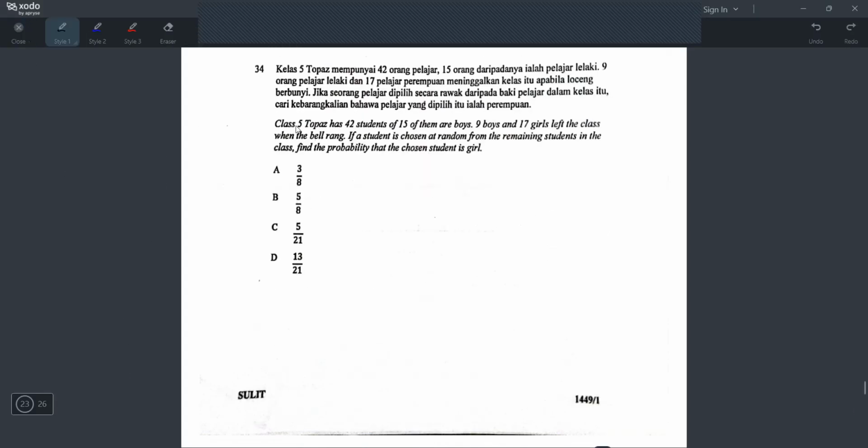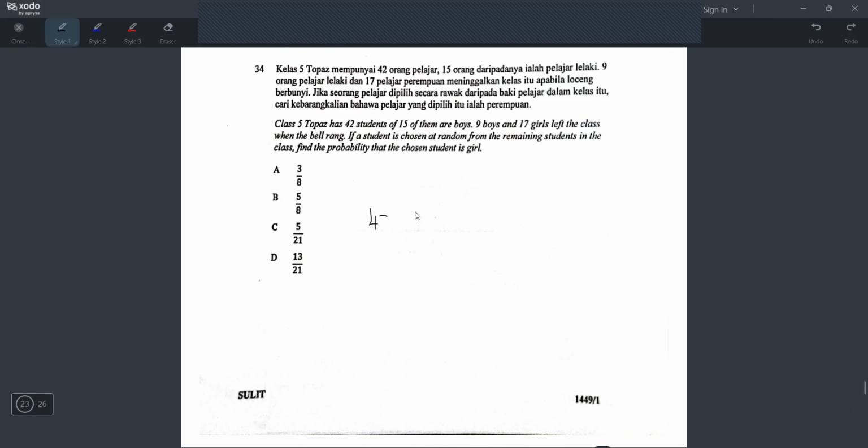34. Class 5 Topaz has 42 students and 15 of them are boys. 9 boys and 17 girls left the class when the bell rang. If a student is chosen at random from the remaining students, find the probability that the chosen student is a girl. Okay, this one I will explain using a tree diagram, because if you just read like this, it's very easy to make a mistake. So I'll try to draw it.